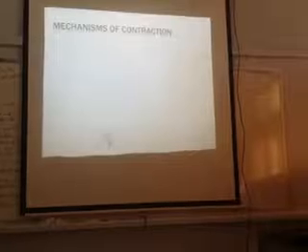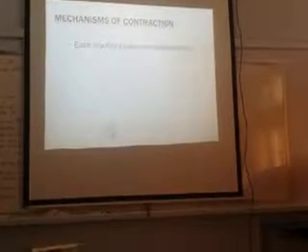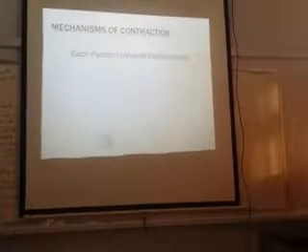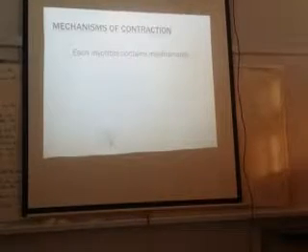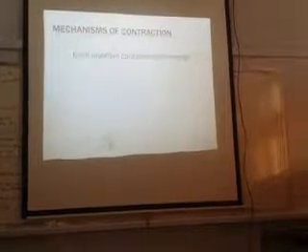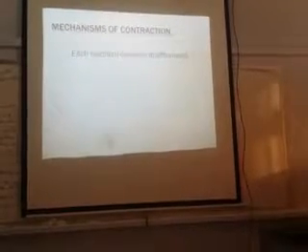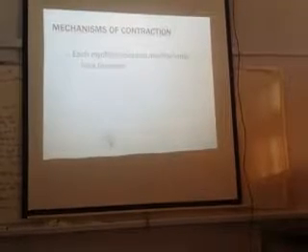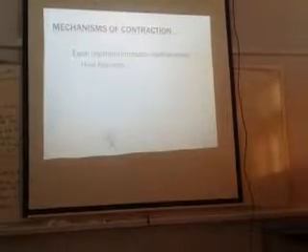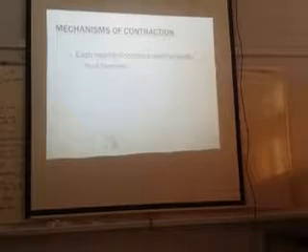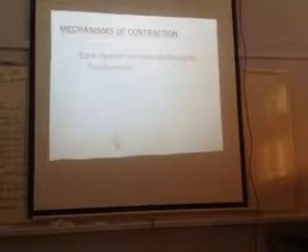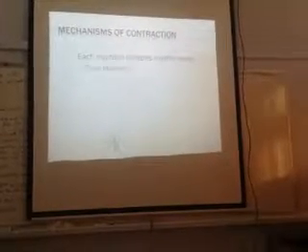Then what is the mechanism of contraction? Each myofibril contains myofilaments, as shown in the picture. There are two types of filaments, thick filament and thin filament. I think they are discussed in the histology. Yes, same thing, because this is very important for physiology also.